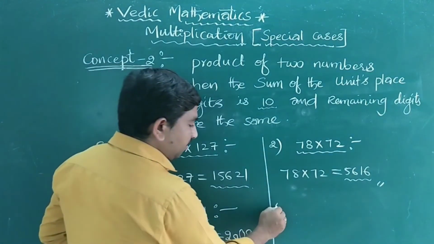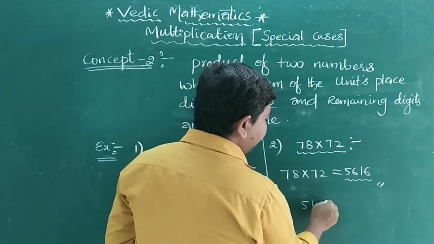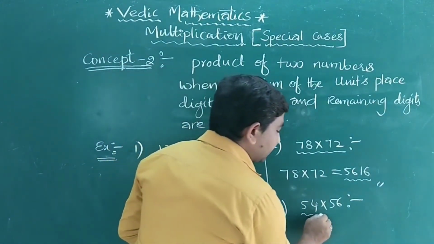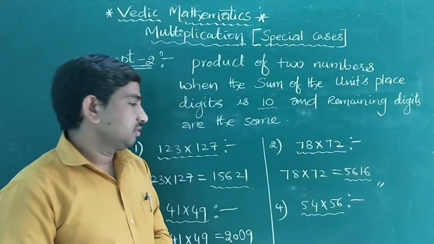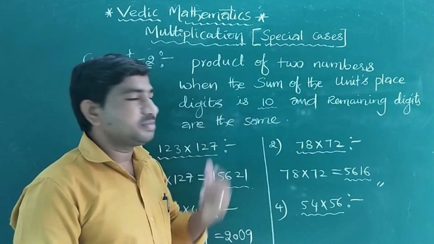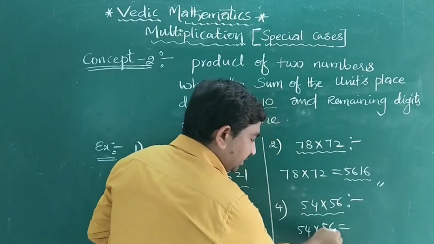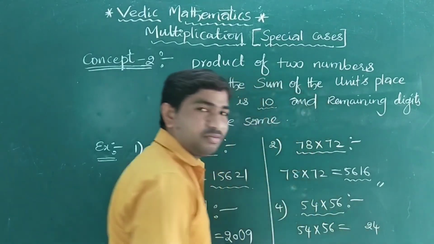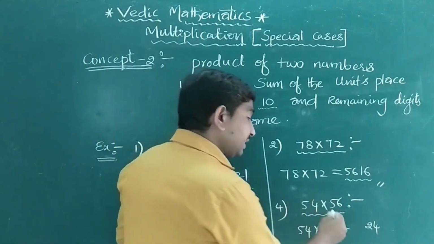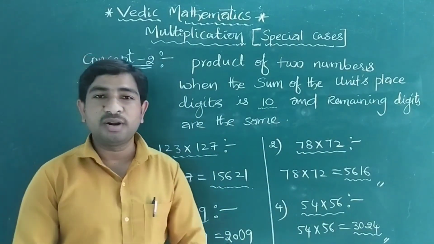See one more example problem. Suppose, for example, 54 into 56. See here, 6 plus 4 is 10. The sum of the units place digits is 10. So again we can use this method. 54 into 56: 6 4s are 24. Two digits, no problem. We can write this as the right part of the answer. And what is the next number after 5? 6. 5 6s are 30. So this is the answer, 3024. I hope you understand this concept too.